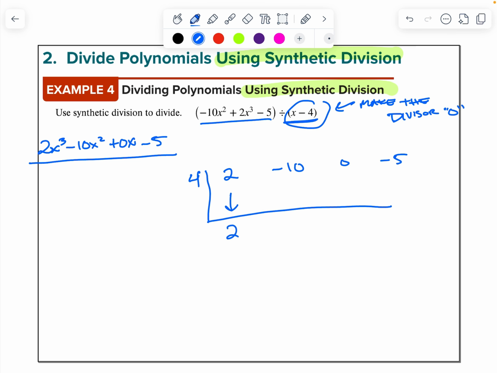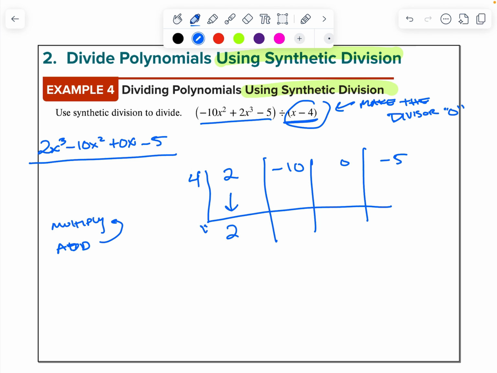I bring down the 2. That's the first step. Every single time, that's the first step. You bring down that first item. And then instead of divide, multiply, subtract, bring down, we only have a 2-step process. It's multiply, add. And then we loop back. Multiply, add, multiply, add, multiply, add, multiply, add. Anytime you multiply, you're multiplying by this item right here. You're multiplying by that 4. Anytime you add, you're just adding straight down a column like you would have done in 2nd grade.